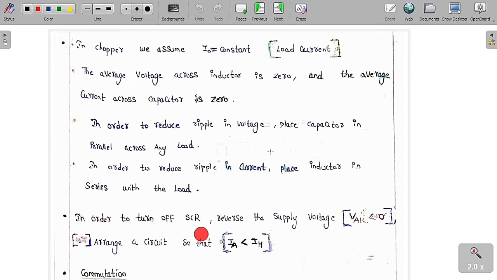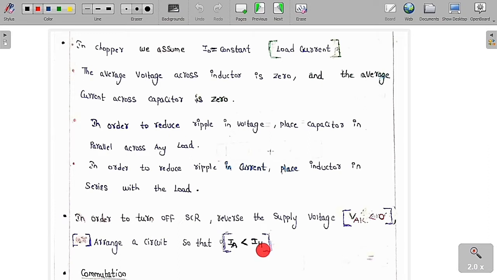In order to turn off an SCR, reverse the supply voltage, which is VAK less than 0, or arrange the circuit so that IA is less than IH. By either of these two methods, we can make the SCR turn off, because an SCR is a semi-controlled device: we can only turn it on but not turn it off. Turn off is purely dependent upon the circuit only.